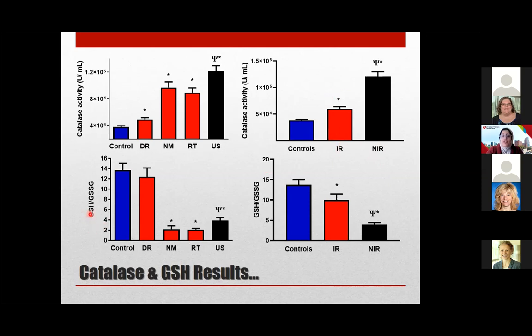When we look at the ratio of reduced to oxidized glutathione, what we see is that there are no differences between diagnostic radiography and control. However, with the other occupational settings, you can see a reduction in this ratio, which is an indication of oxidative stress. And when we pool the ionizing radiation groups together, you can see that with ionizing radiation and non-ionizing radiation, there's a significant decrease in this ratio, and to a greater extent in the non-ionizing radiation as compared to the ionizing radiation group.